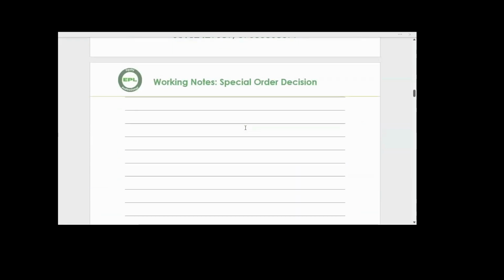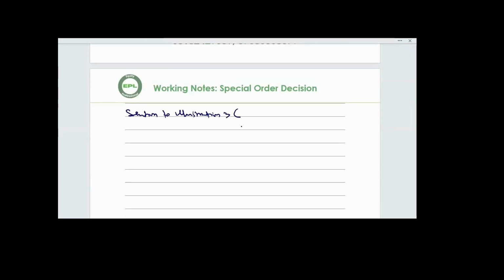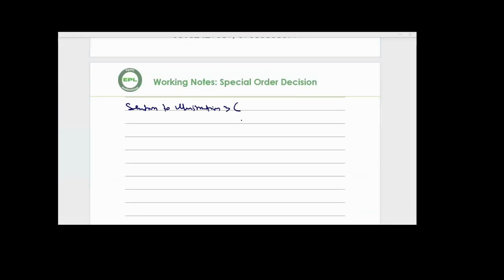This is the solution to illustration number 3. That's on page what? 38. Page 38. Oh, okay. I'm opening a different file. Page 38.